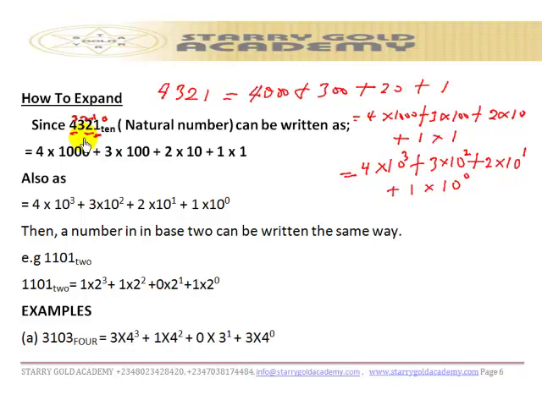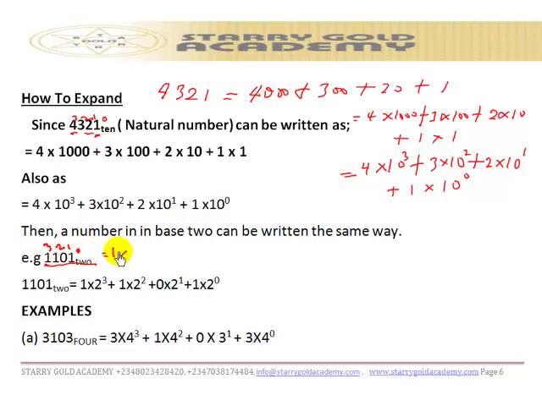The number in base 2, 1101, one I gave you right here. 1101 base 2. How do you expand this? Like I said before, the unit carries the power of 0, the tens carries the power of 1, 100 carries the power of 2, and thousands carries the power of 3. So how do you expand?